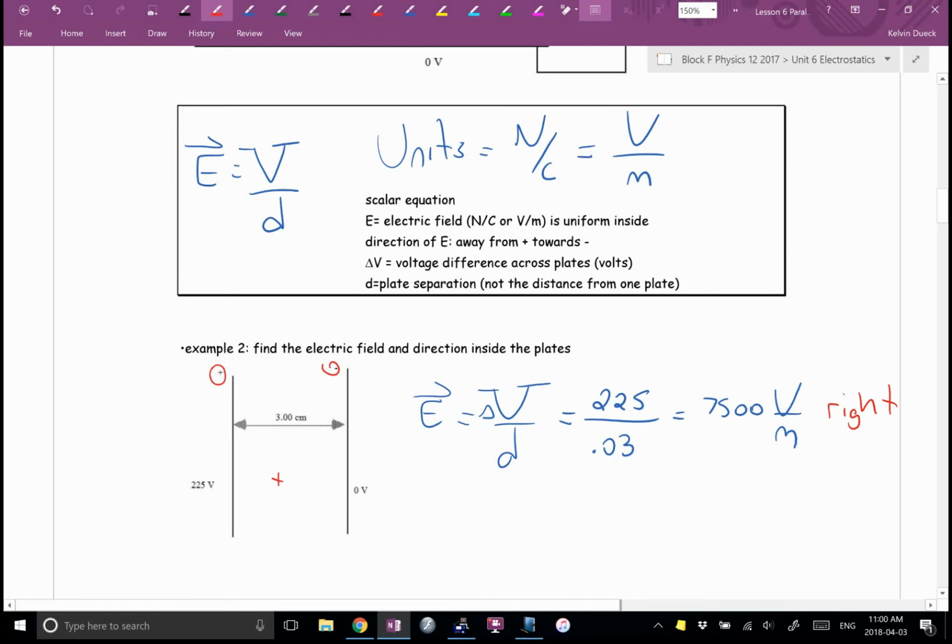Before you turn the page, I would get exactly the same answer if instead of 225 and 0, I had 325 and 100 volts. The change in voltage is still the same, 225. And even though these are both positive, this is more positive. I guarantee a positive charge would still move to the right. Now you can turn the page.